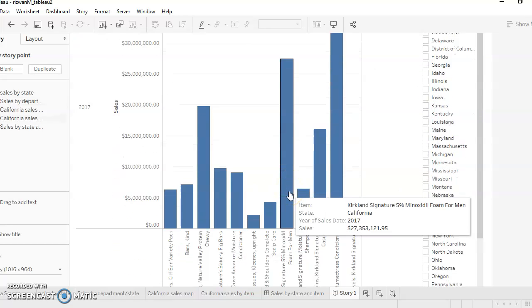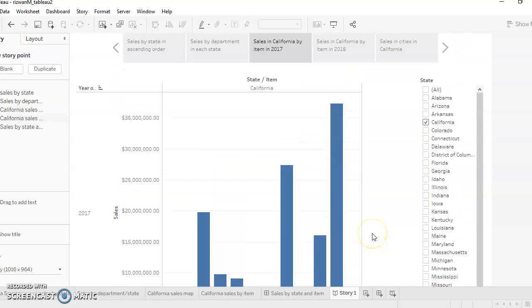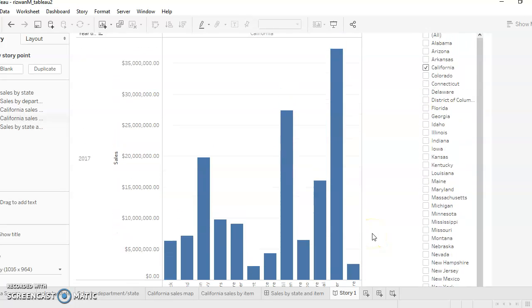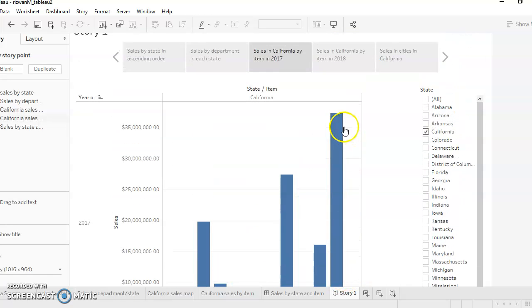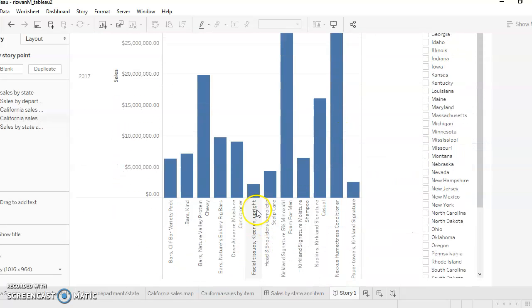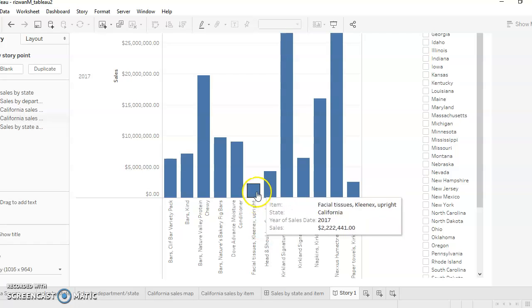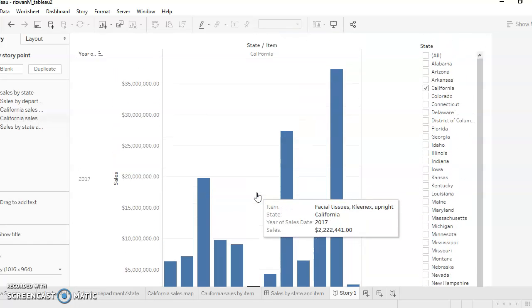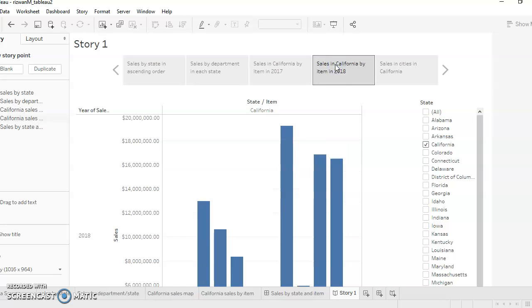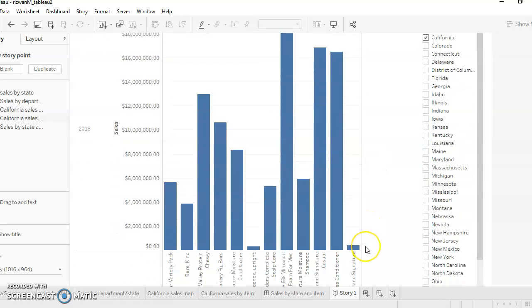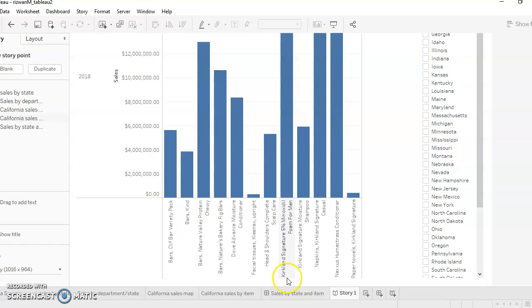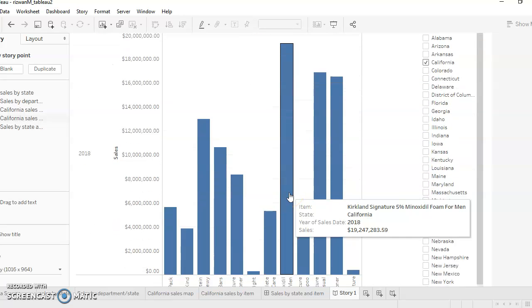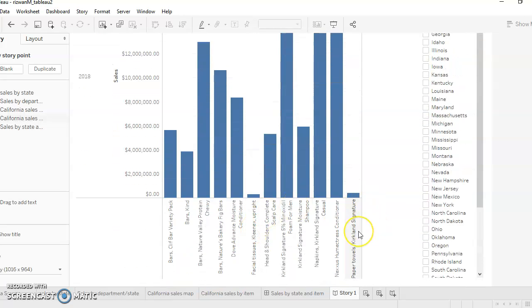So we come here and look at the individual products in 2017, and we can see that the Nexus conditioner has very, very high sales, whereas the facial tissue, specifically the Kleenex brand, has low sales. Then we look into 2018 and we notice that the conditioner still had a very high sale, but the Kirkland Signature 5% foam for men had even higher sales, and once again, the Kleenex and the paper towels had low sales.